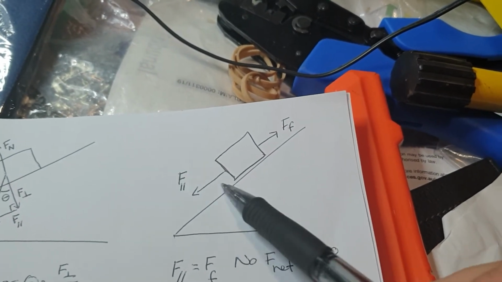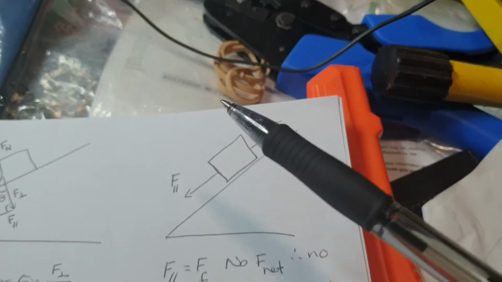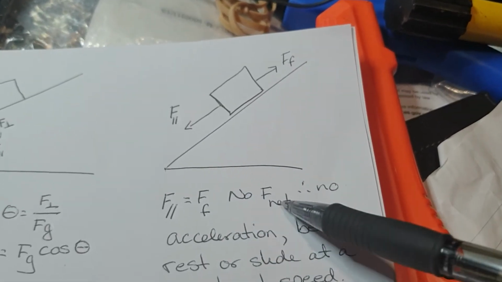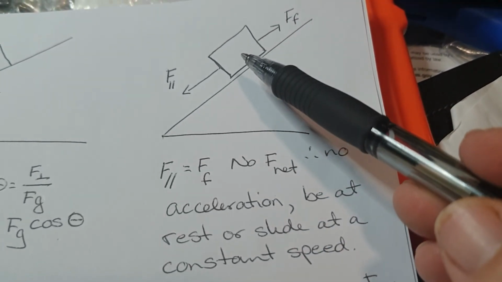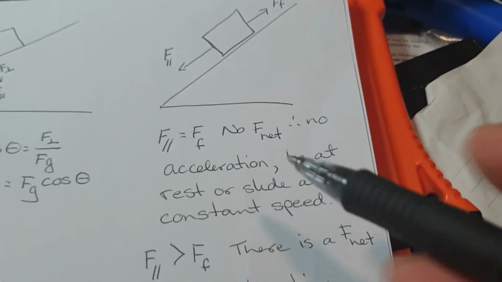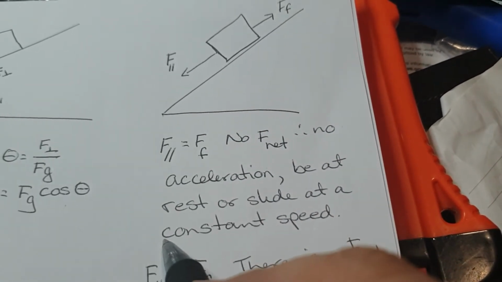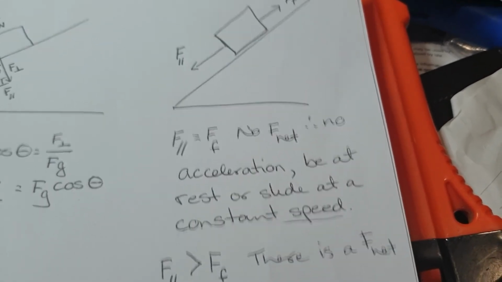The parallel component down the plane and the force of friction, which will oppose it. So if they're equal, there's no net force, so you're not going to have any kind of acceleration. It's either just going to sit there or it's going to slide down at a constant speed. So look for that constant speed. If it says it's a constant speed, you know that the force of friction equals the parallel force.